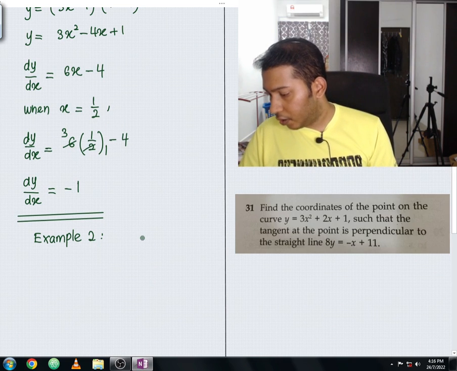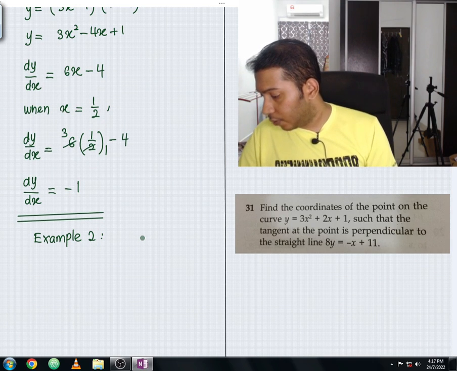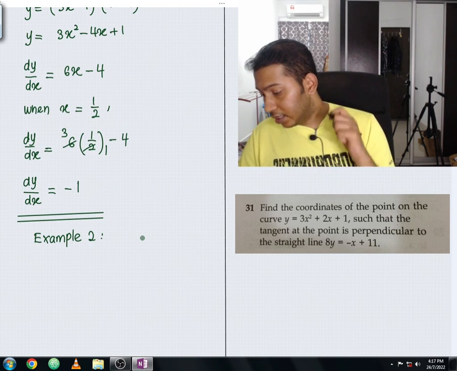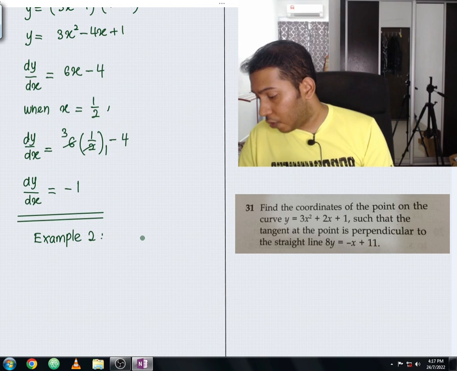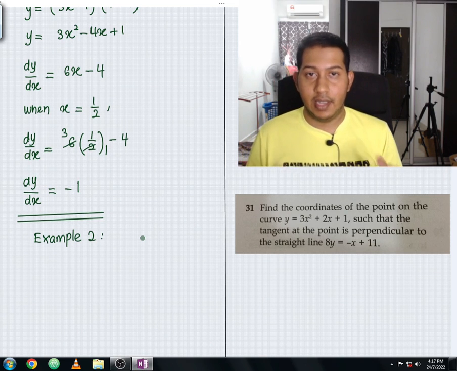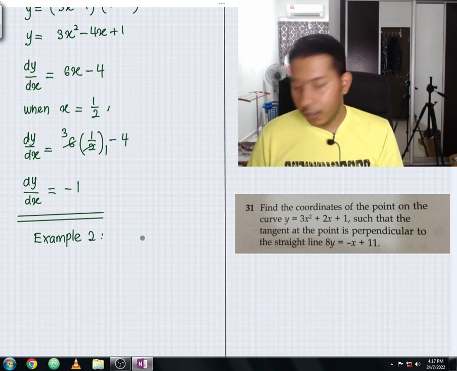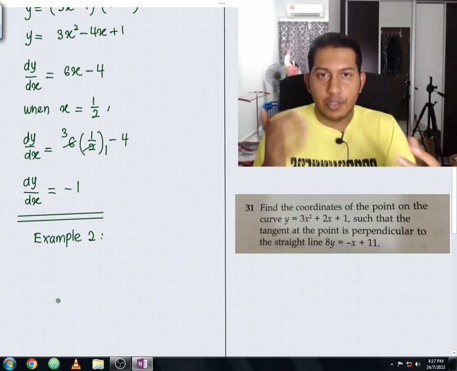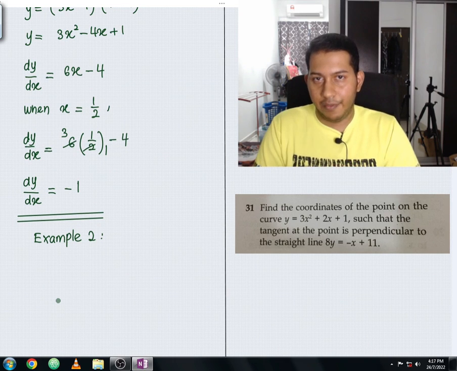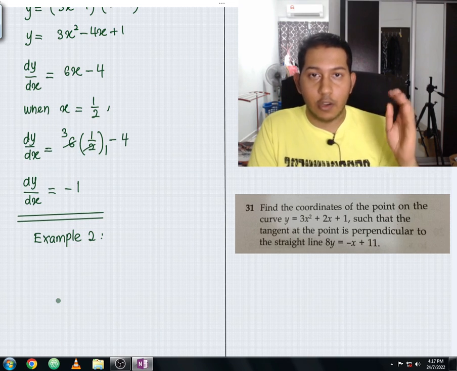Find the coordinates of the point on the curve y equals 3x squared plus 2x plus 1 such that the tangent at the point is perpendicular to the straight line 8y equals negative x plus 11. So now it's going to be a little bit complicated, but don't worry, we can still solve it. In order for us to approach this question, we're going to approach with the curved line first, and then with the straight line, which is the normal line.